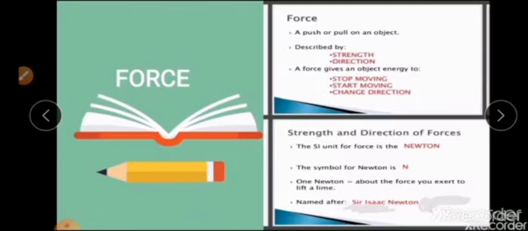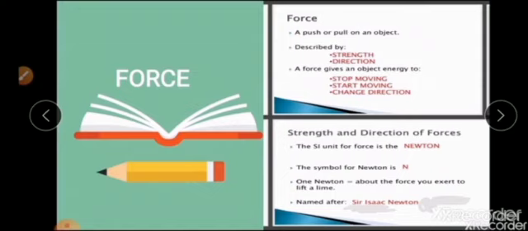Let's see what forces are. This you have already learnt in your smaller classes. A force is simply a push or a pull on an object, which is described by its strength and direction. Now let's see what forces can do. It can stop a moving object, it can start an object from rest, it can change the direction of an object, or it can even change the shape and size of an object.